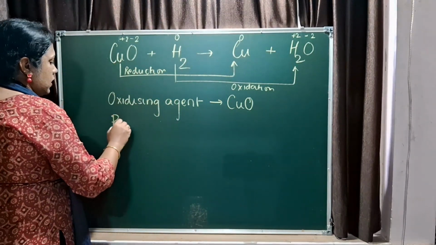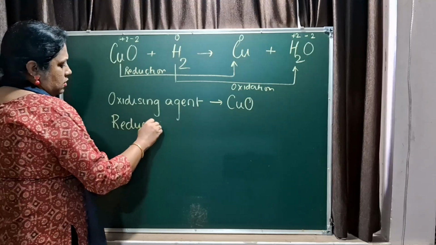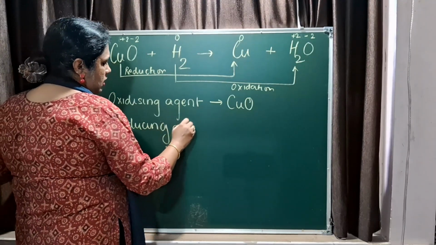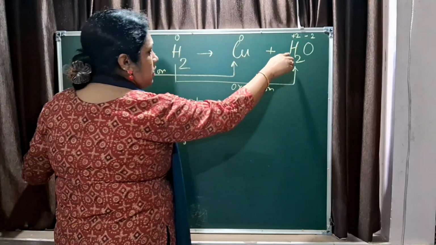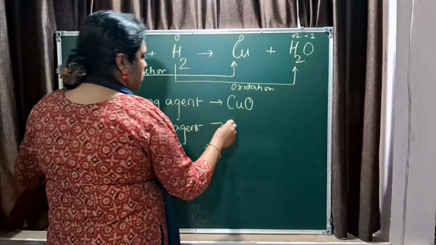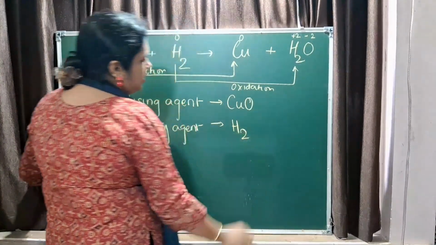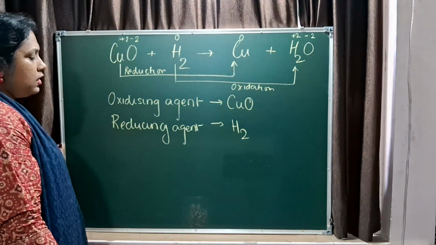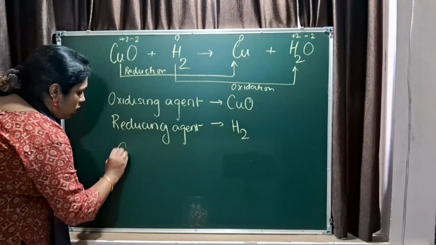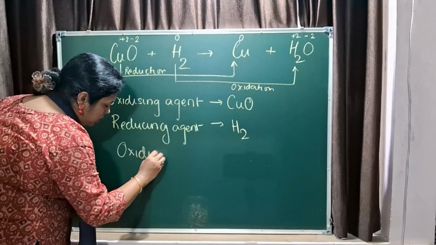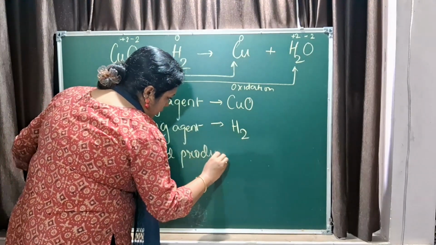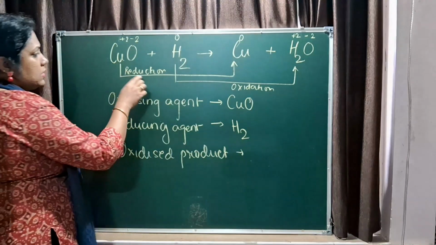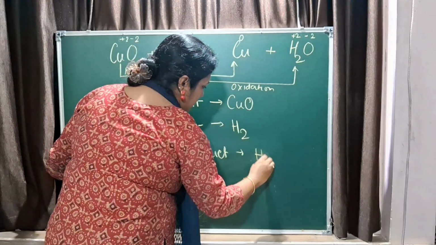What is the reducing agent? Reducing agent, that is the one which is getting oxidized? Hydrogen. So what is the reducing agent? That is hydrogen. Understood? Now what is the oxidized product? What is the oxidized product? That is water.